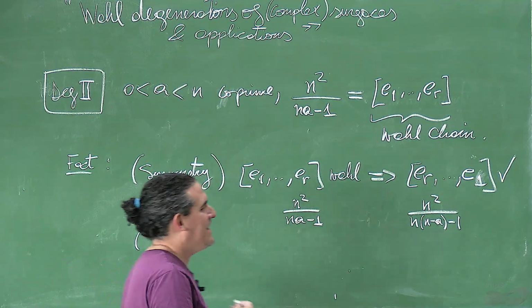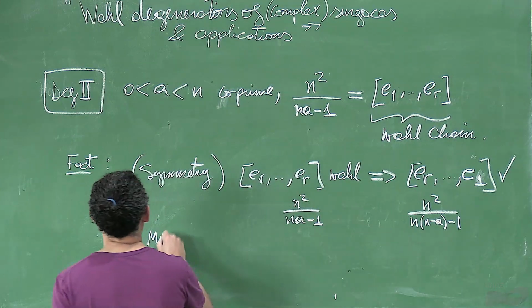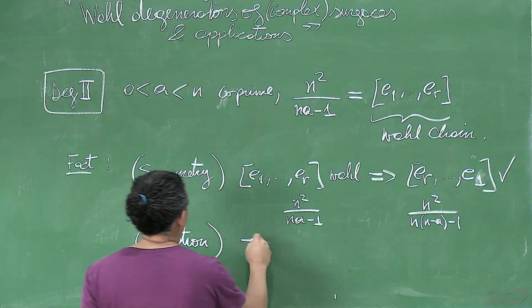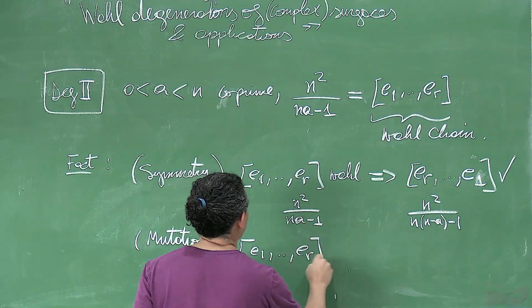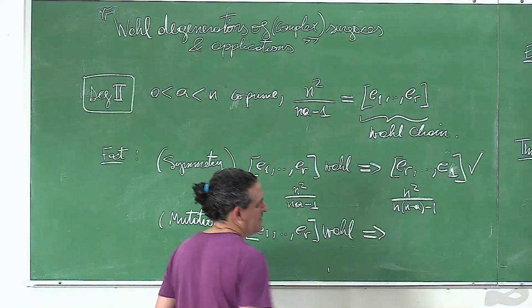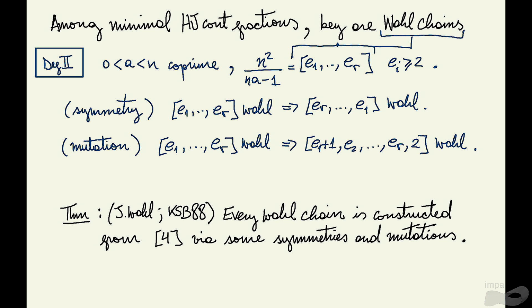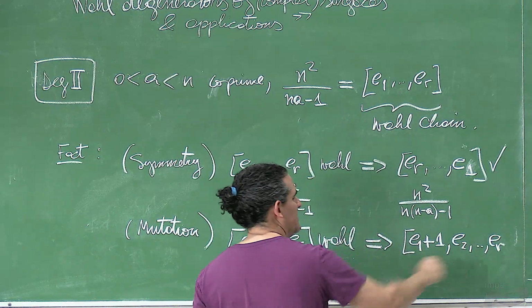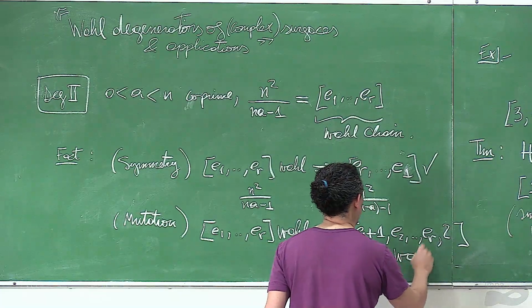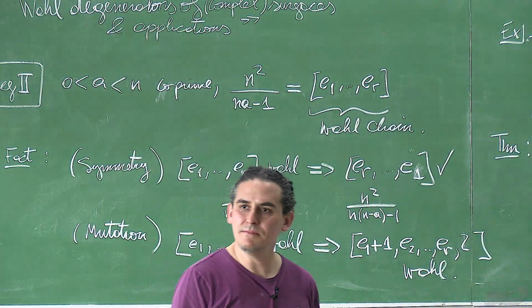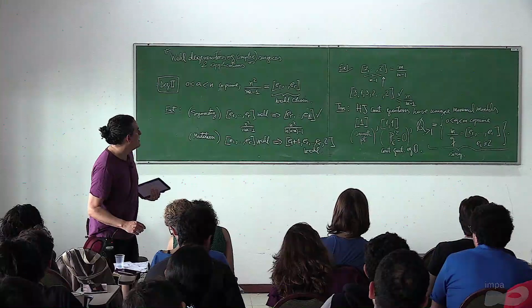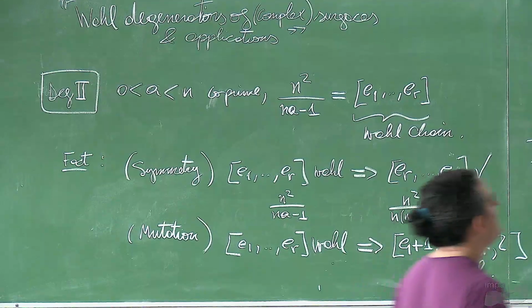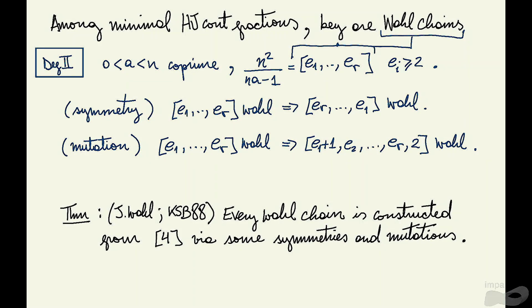And then you have something that I just call mutation. So you start with a Wahl chain, and then this is Wahl. And then you apply this. You add 1 on the first one. Keep going, E2 up to ER minus 1. You don't do anything with them. And then you put a 2 at the end. And this is Wahl. This is also something that you can check. Well, it turns out, for example, if A is 1, then, no, that could be 1.